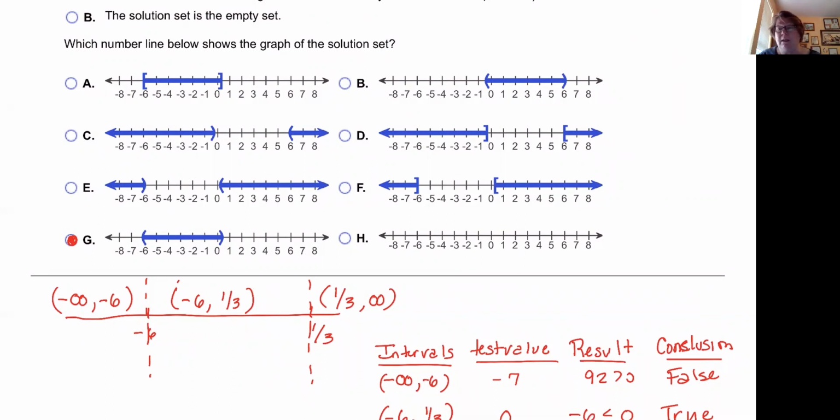It's not true for C because it's the interval between 2 points. It's not true for D, not true for E, not true for F. And obviously it's not true for H. There is a solution to this inequality.